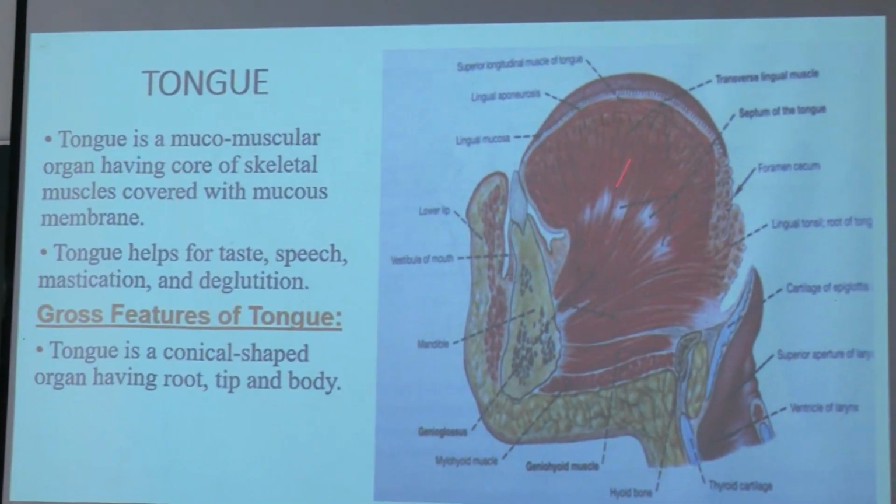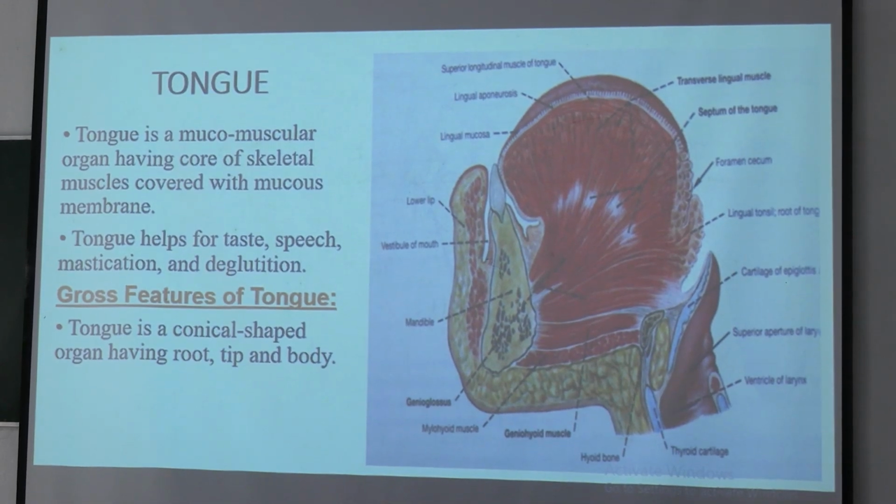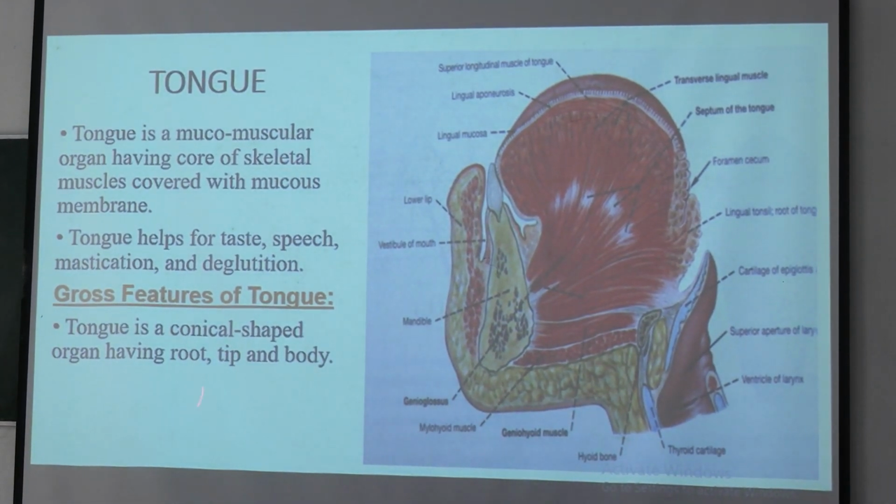So see, this is a sagittal section through the oral cavity. This is the tongue. It is covered by a mucous membrane, and the rest of the portion is formed by muscle, skeletal muscle mainly. What are the gross features of the tongue?